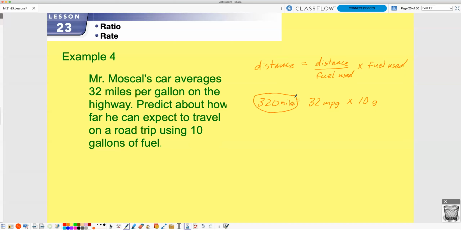And how did I know what my label was? Because if I have miles per gallon, and I multiply it by gallons, this cancels out that, and all I'm left with is miles. So miles would be the only thing, and that's what miles per gallon is.